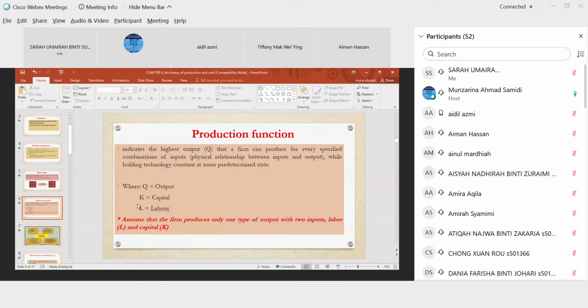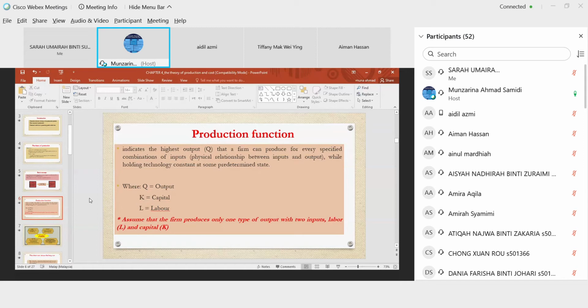Okay, so how is this combination of inputs determined? How do you decide how much you spend? How much capital you use? How much electricity, water, oxygen you use? It is determined by the production function. The production function will determine the combination of inputs that you use in the production process.